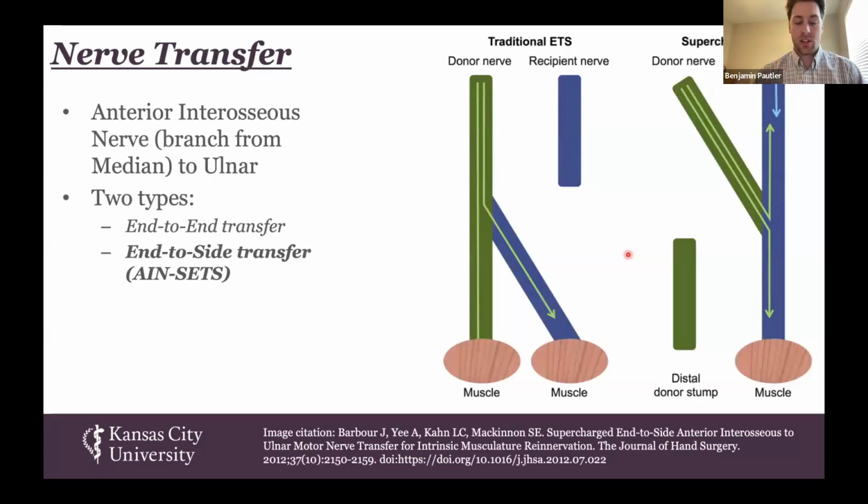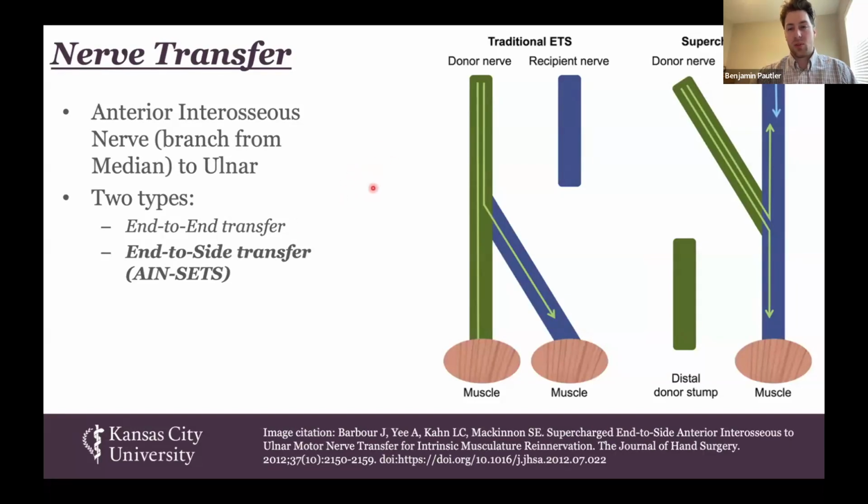One increasingly common treatment option for this is a nerve transfer. It occurs from the anterior interosseous nerve, which is a branch from the median, which innervates the pronator quadratus. Nerve transfers typically can occur in two types. One is an end-to-end transfer, which is exactly what it sounds like. Both nerves are transected completely and then joined end-to-end.